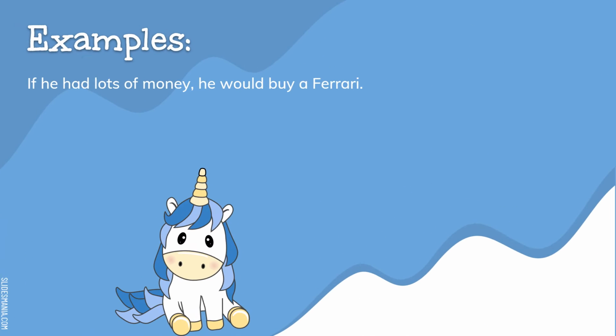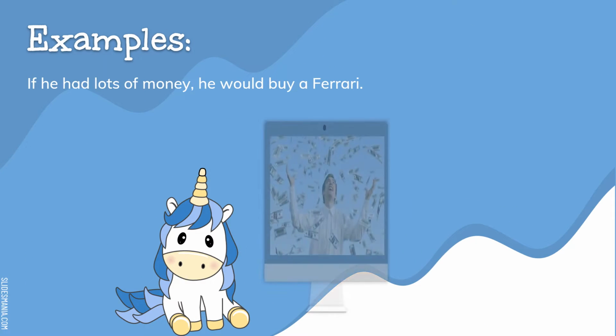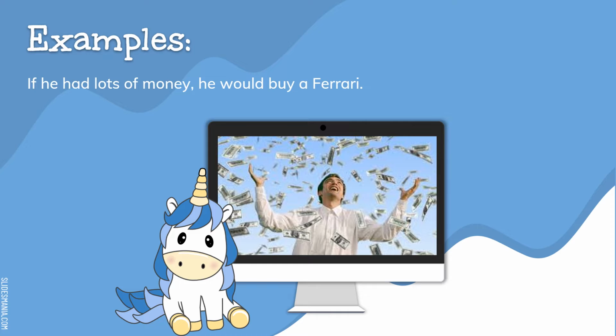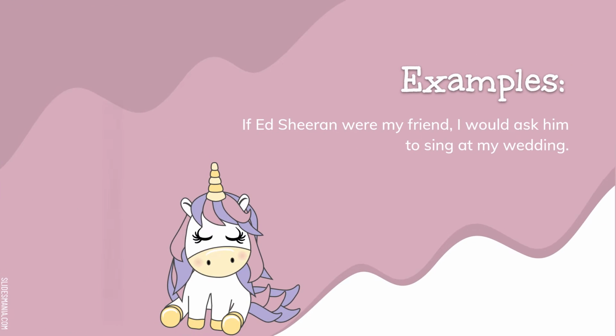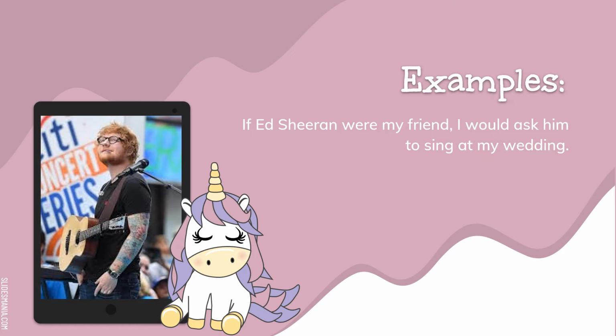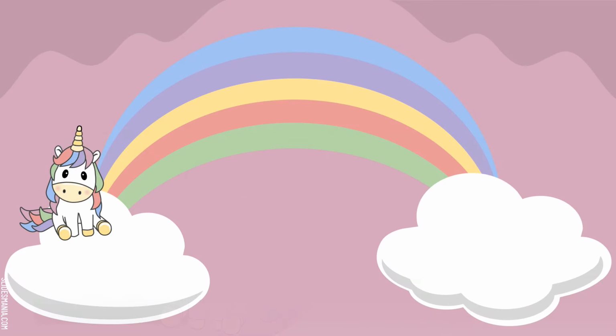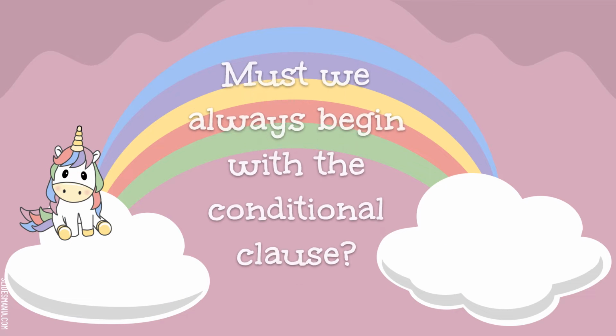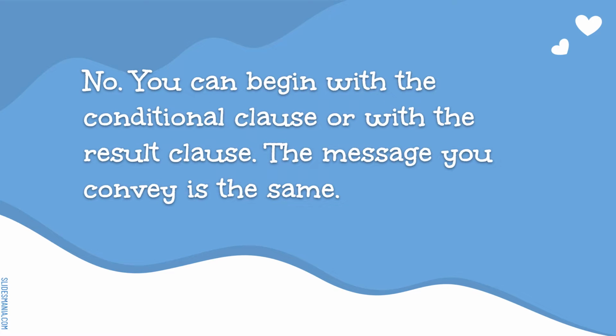Let's take a look at some more examples. If he had lots of money, he would buy a Ferrari. If Ed Sheeran were my friend, I would ask him to sing at my wedding. So, must we always begin with the conditional clause? No, you can begin with the conditional clause or with the result clause or the main clause. The message you convey is the same, no matter the order you express it in.